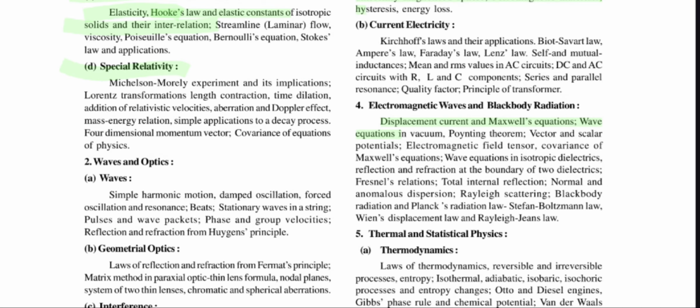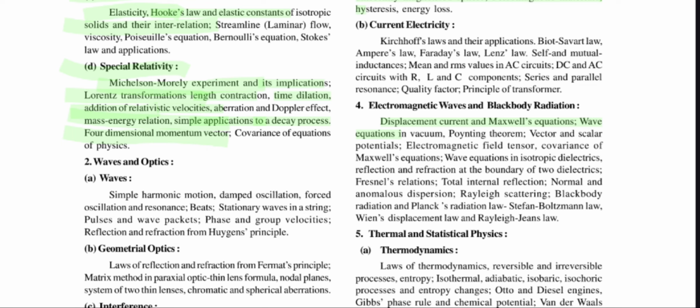And C is special relativity: Michelson-Morley experiment and its implications. So Michelson assumed the ether medium. Then Lorentz transformations, length contraction, time dilation, addition of relativistic velocities, aberration and Doppler effect, mass-energy relation, simple applications to decay processes, four-dimensional momentum vector, covariance of equations of physics.